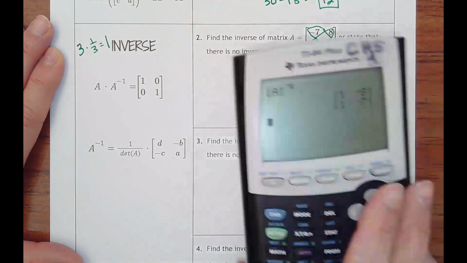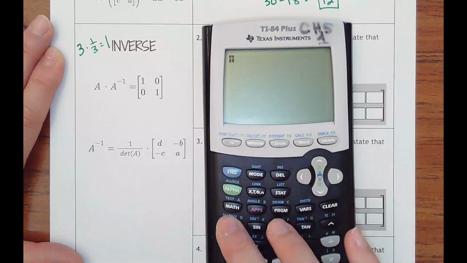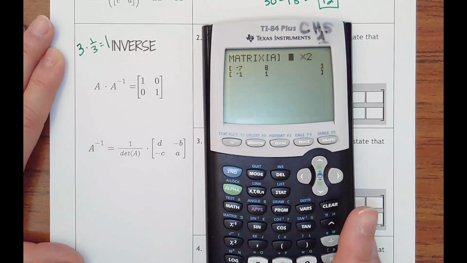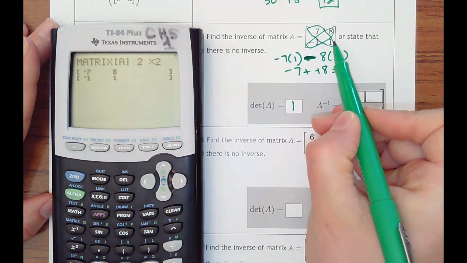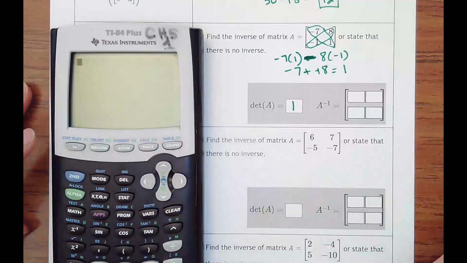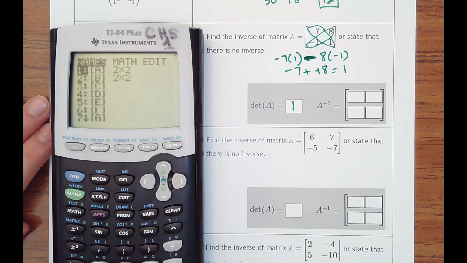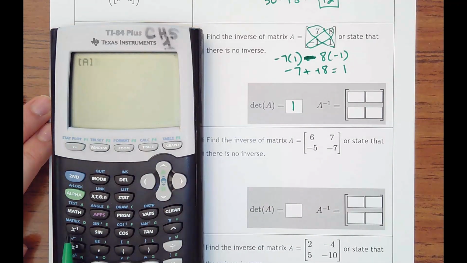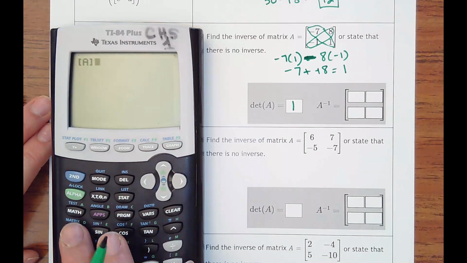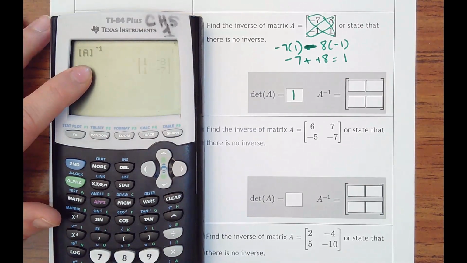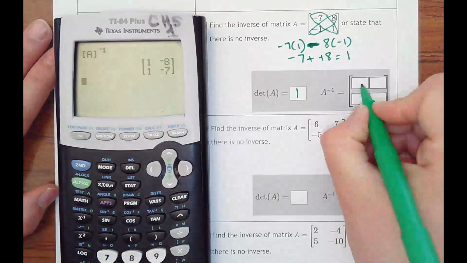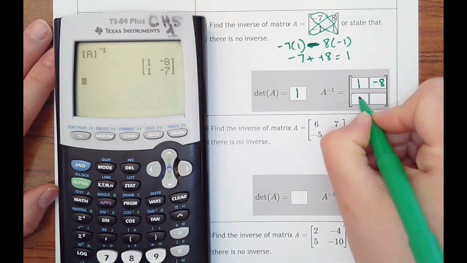Okay, then what I want you to do is go to matrix, edit matrix A, 2x2, and put in these elements. Then get out of that, go back to second matrix, select A first, and then press the button we've been pushing all along for the matrix, which has x to the -1st power. Hit that, and that will be the inverse of our matrix, and it's 1, -8, 1, -7.